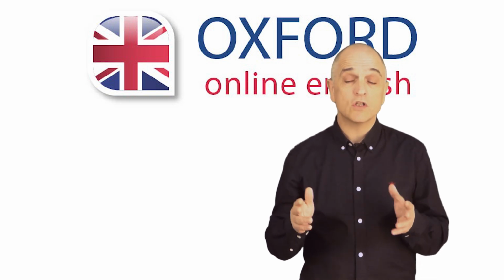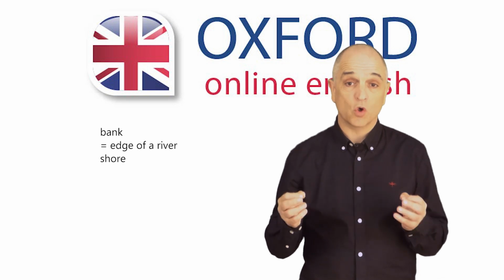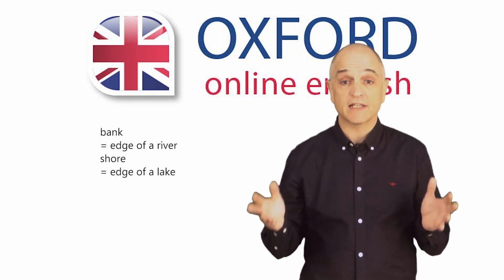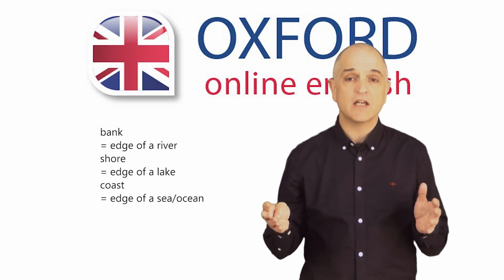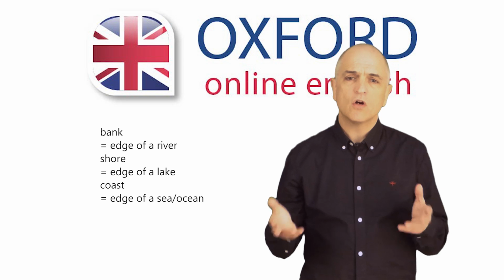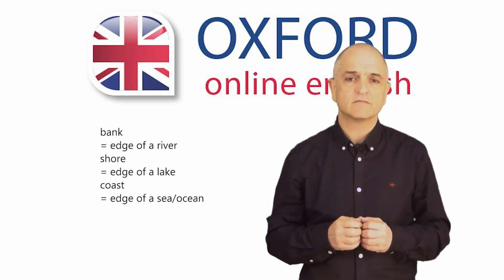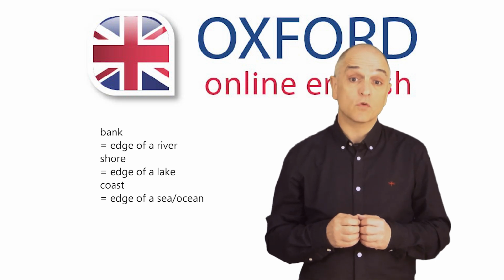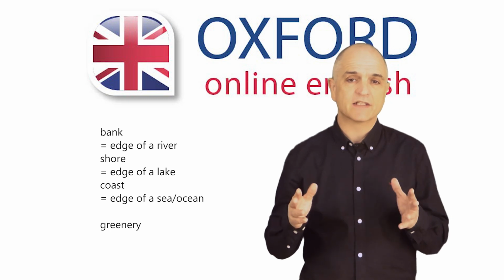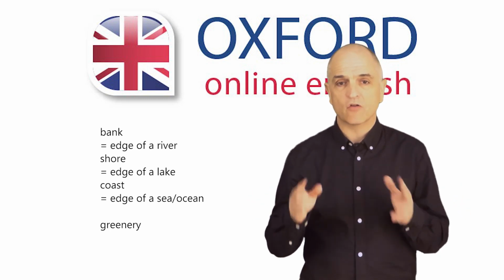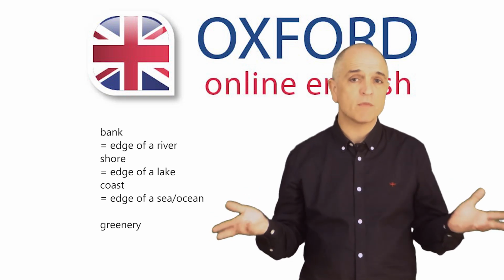Generally, you use bank for the sides of rivers. Shore is mostly used for lakes. Coast is where the land meets the sea or the ocean, although shore is also possible in some contexts. Another useful word you heard here is greenery. Greenery means plants in general. It could mean grass, flowers, trees, bushes, or a mix.